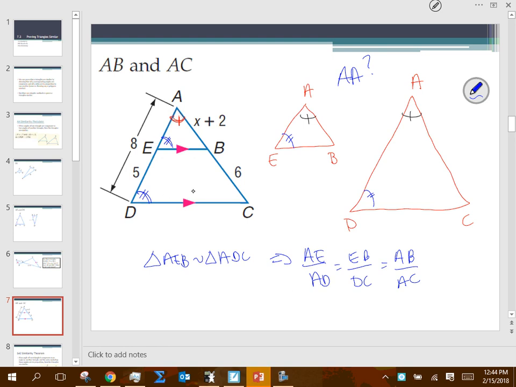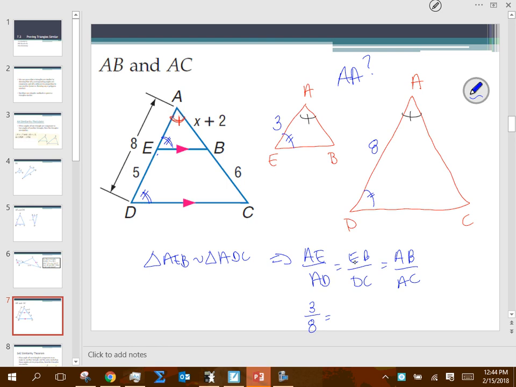And this is where we've got to do a little bit of thought in regards to finding the missing values here. What is AE's length? Careful. Yeah, because they tell you that distance right there is 5, and that entire distance is 8. So I know AD is 8. So that's got to be 3, doesn't it? 8 minus 5.